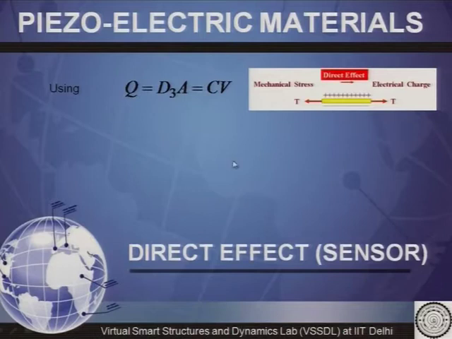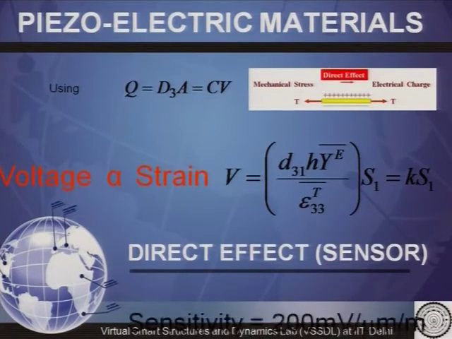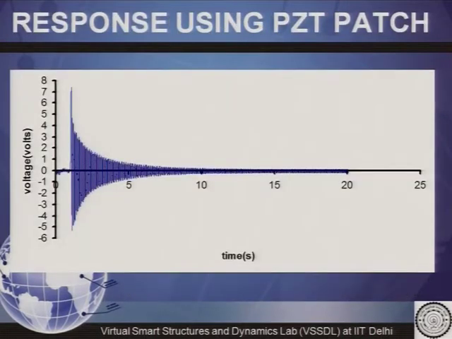So, using the basic relation, the voltage generated by the piezoelectric material in the direct effect is given by this relation. Voltage is directly proportional to the strain. This equation is for the direct effect when the piezoelectric material is used as a sensor. And the sensitivity of the piezo material is 200 millivolts micrometer per meter.